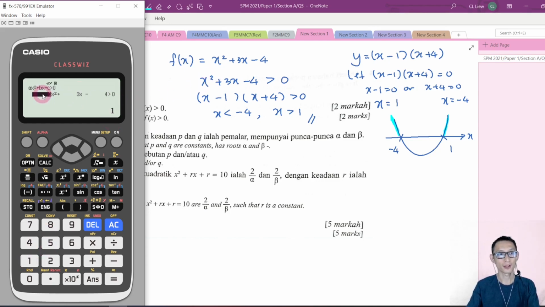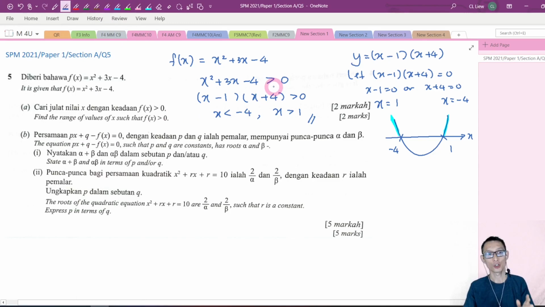This is 1, key in 1. And then you already have a plus sign over here. So for plus 3x, you just need to key in 3. But for negative, you have to key in negative. Okay, then we got the range of x: x is less than negative 4 or x is greater than 1. So this is how we use our calculator to help us check the answer.